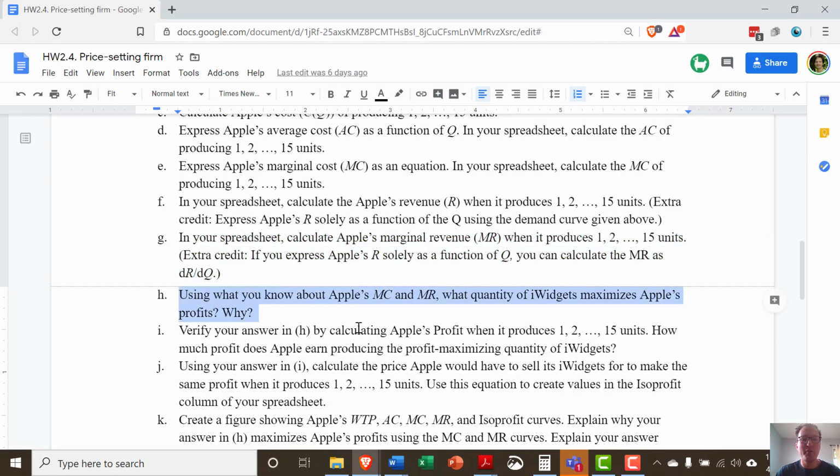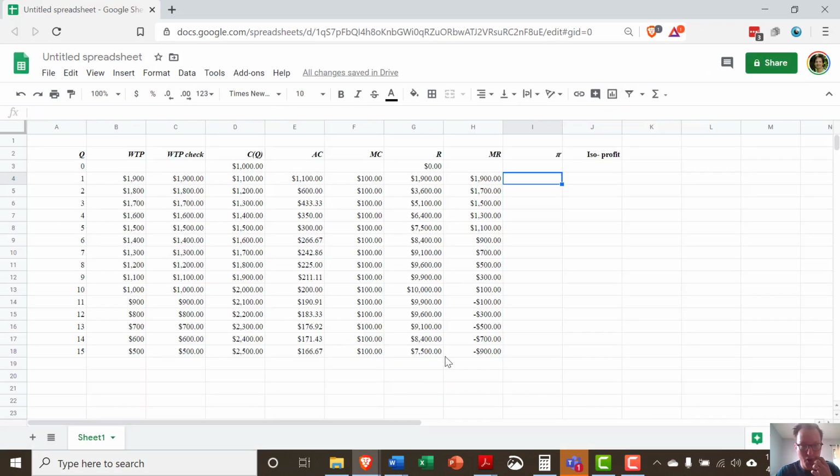All right, using what we know about Apple's marginal cost and marginal revenue, what quantity of iWidgets maximizes Apple's profits? Well, what we know is it makes sense for Apple to produce and sell every iWidget where its marginal revenue still exceeds its marginal cost, right? If it can sell one more unit and selling that unit is going to increase its revenue by more than it increases its costs, then it should obviously do so if it wants to maximize profits. And it can continue to do this until we find the point where marginal revenue exactly equals marginal cost.